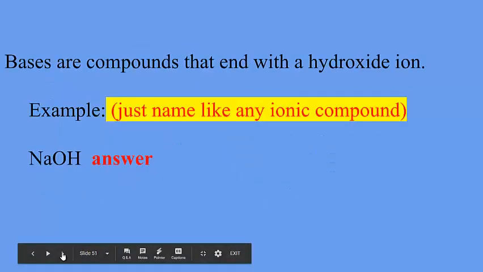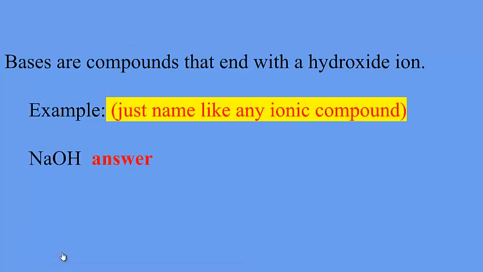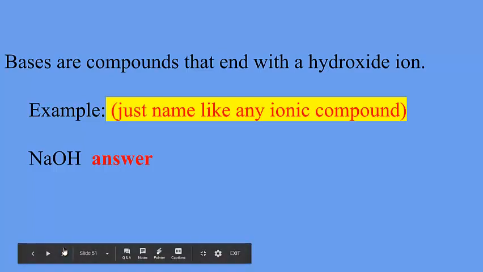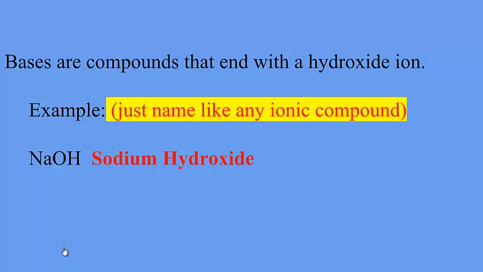Bases are a lot more simple. You just name them like any ionic compound. The premise of a base is it ends with a hydroxide ion. So in this case, we have sodium hydroxide. And bases really are just that simple. So don't forget, acids start with a hydrogen, bases end with a hydroxide. And that's acids and bases.